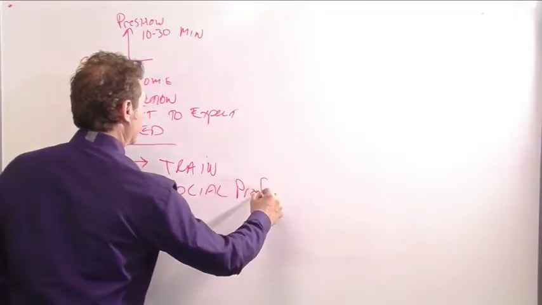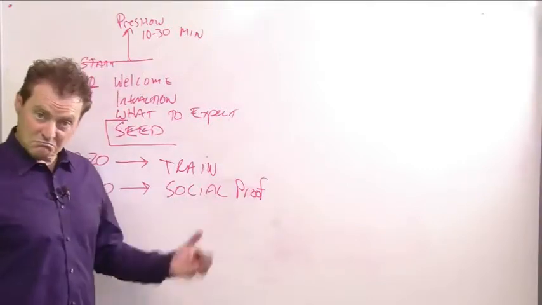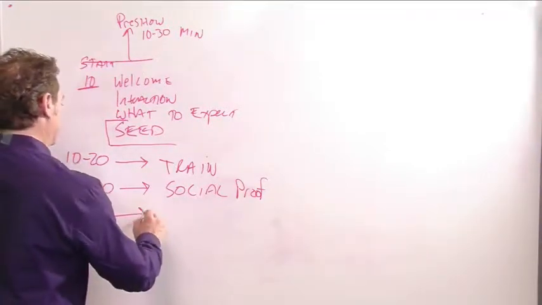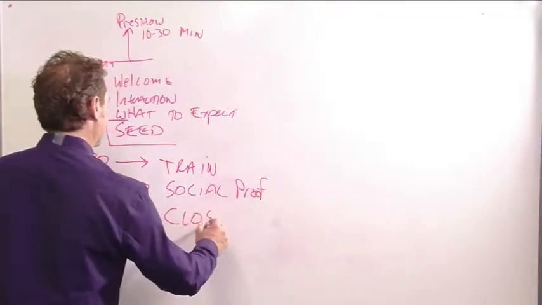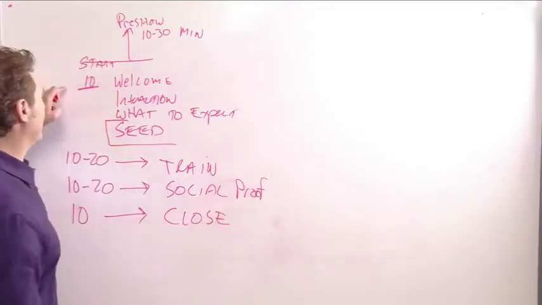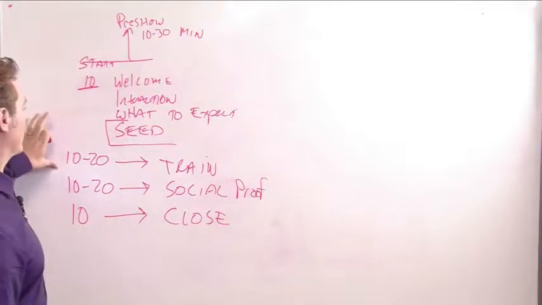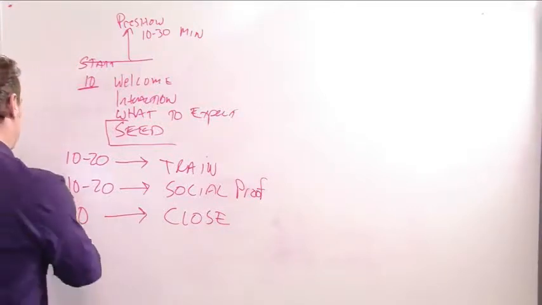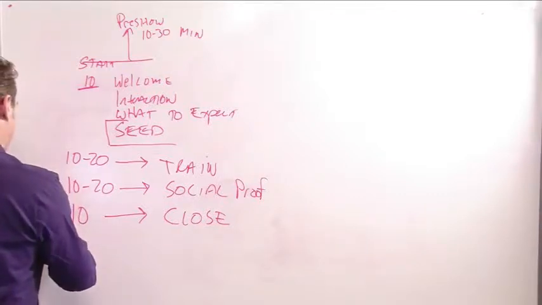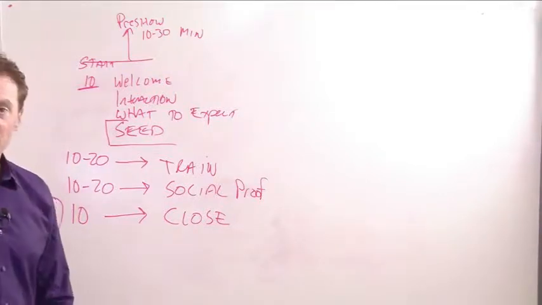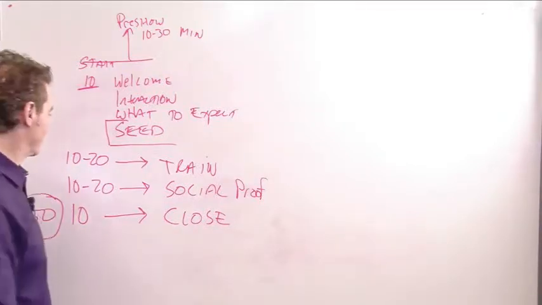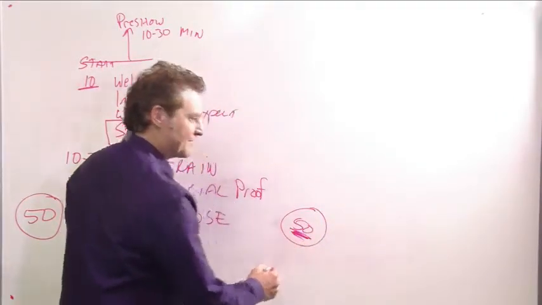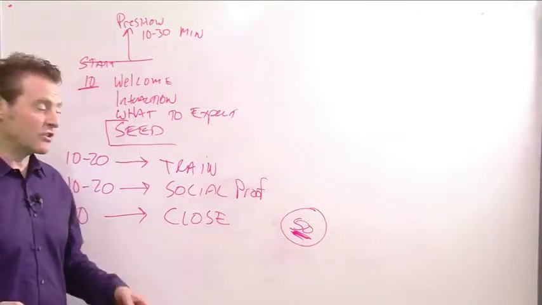A social proof can be an interview, and then about a 10-minute close. So if you add that up, 10 plus 20 plus 20, or 10 plus 10 plus 10, or whatever, you usually want to hit your first close within 50 minutes so you don't lose that audience. So 50 minutes. Okay? So that's our goal.